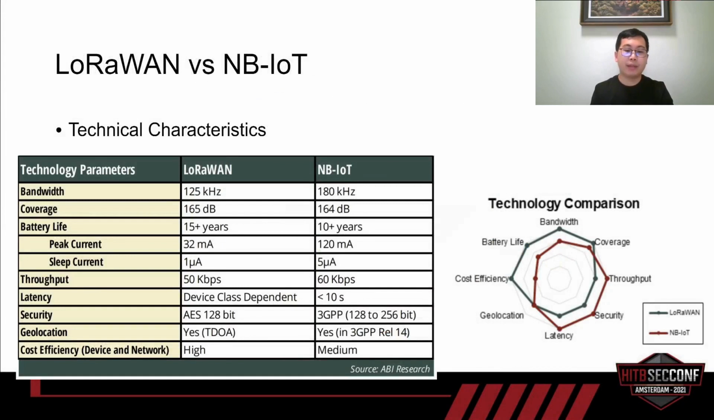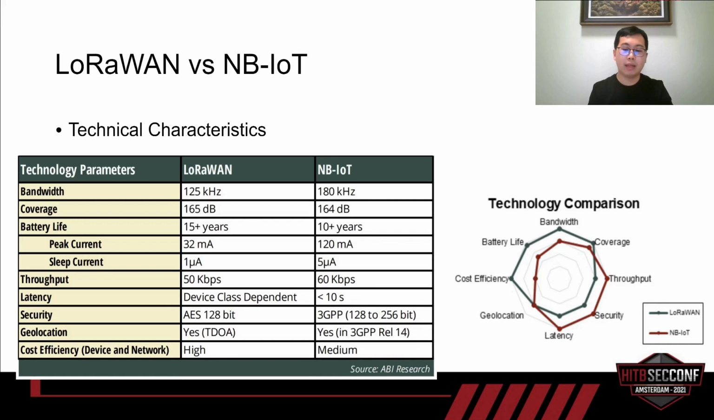Let's briefly compare the difference between LoRaWAN and NB-IoT. From the technological characteristics, because LoRaWAN is simple and easy to deploy, its coverage and cost efficiency will be better than NB-IoT. On the other hand, NB-IoT is operated by traditional telecom operators and follows the 3GPP standard, so it is excellent in terms of latency and security.